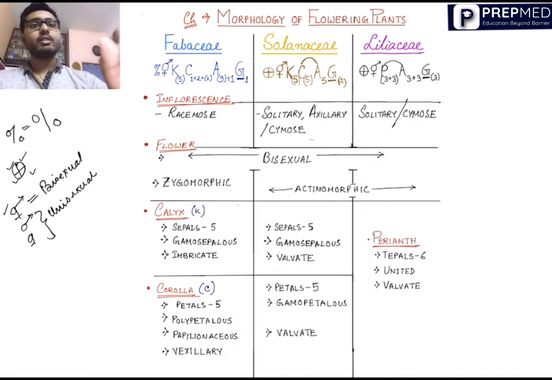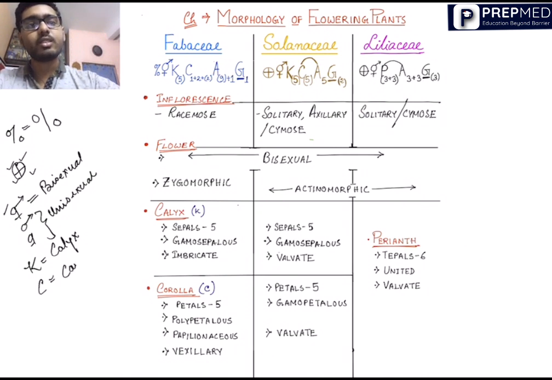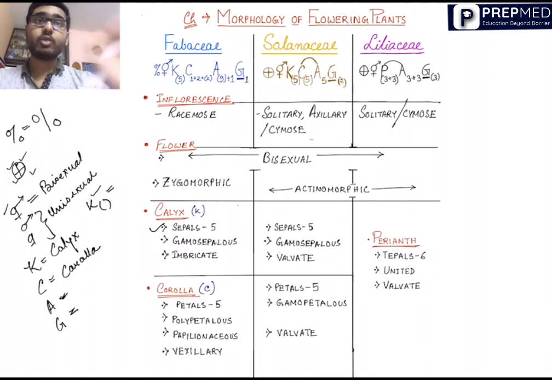Now we come to the next letter, K. It is an abbreviation for Calyx, a symbolic representation of Calyx. C is for Corolla, A for Androecium, G for Gynoecium. Now within K, if there is a bracket symbol like this, this signifies that the unit of calyx, which is sepals, are fused together. Then it's gamosepalous. If it's without the bracket, then it's polysepalous.